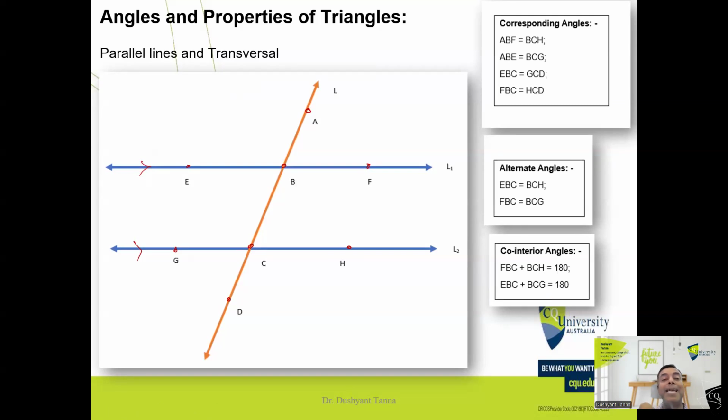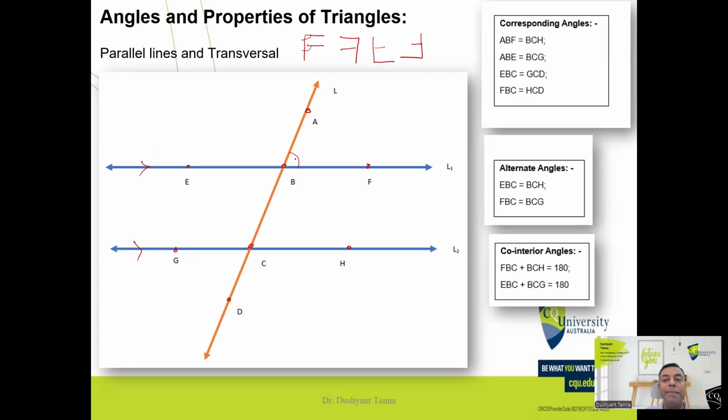Corresponding angles, they are the F. There are 4 shapes of F, like this. The mirror image, the upside down, and the mirror image of that. That's corresponding angles. So the angle that is placed here and here, ABF.